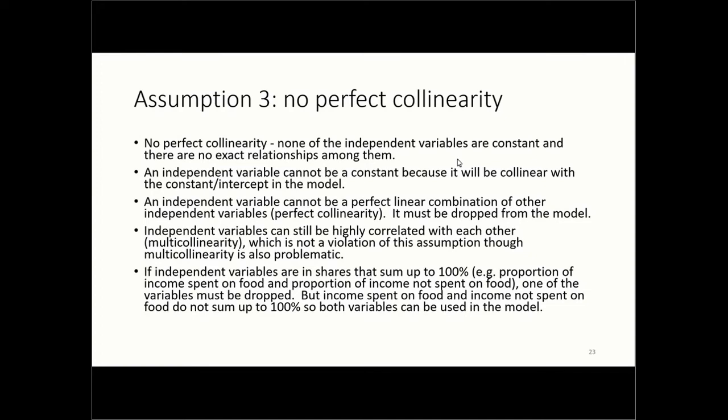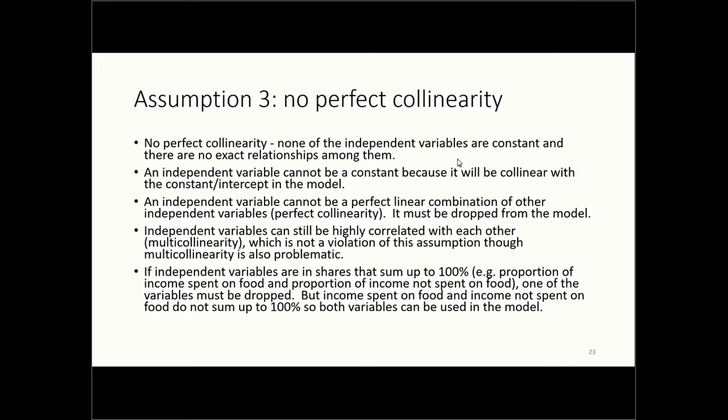An independent variable also cannot be a perfect linear combination of the other independent variables. That would be called perfect collinearity, and it must be dropped from the model. So now here's a note that independent variables can still be highly correlated with each other. That's called multicollinearity, which is not a violation of this assumption, but multicollinearity is also problematic, as I will show you later on.